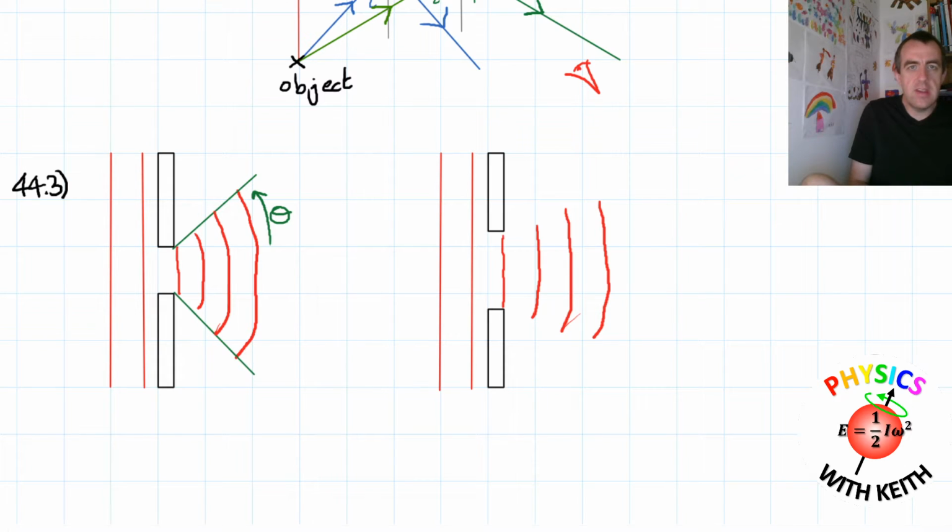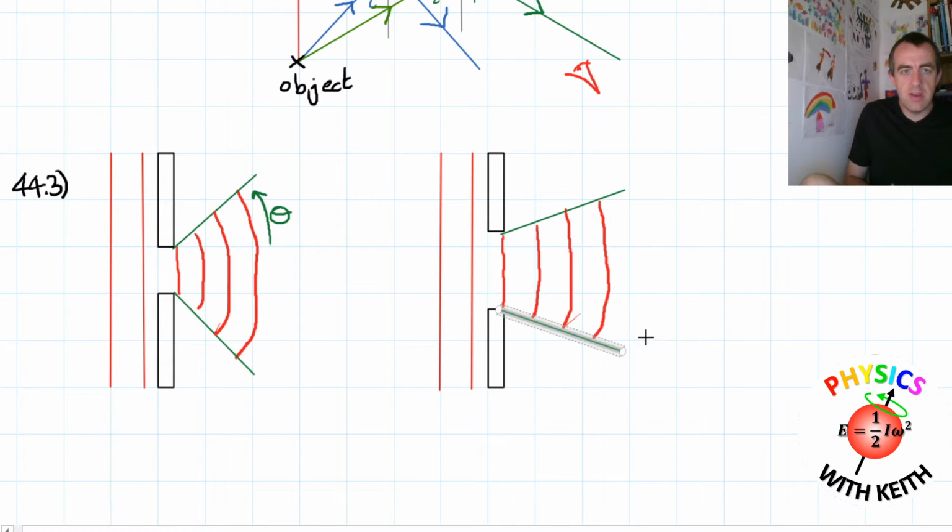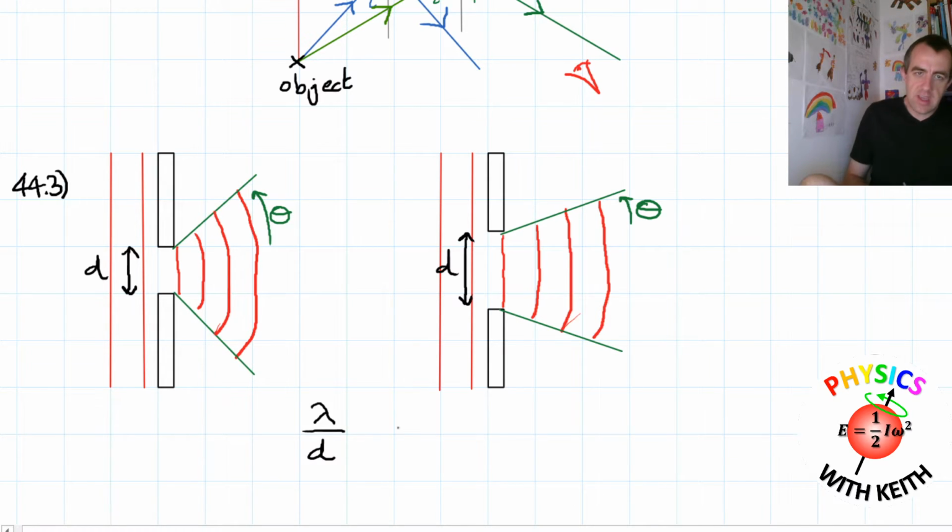And what you'll find is that if the waves have travelled through a wider gap, that diffraction angle, that angle through which they've been spread, is actually less. The narrower the gap, the more the waves spread. The wider the gap, the less the waves spread. And the relationship is lambda over d. This is somehow related to theta. For small angles, you could say it's proportional, but for larger angles, you can say it's proportional to the sine of theta. Now that's all very complicated.